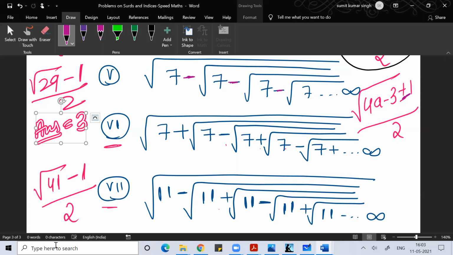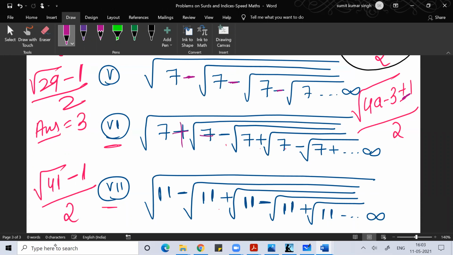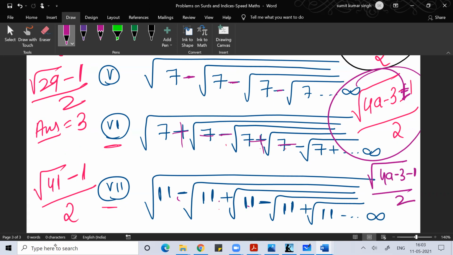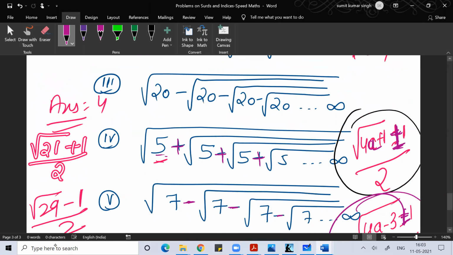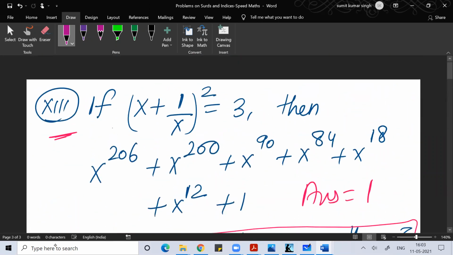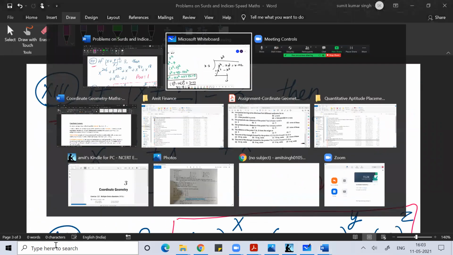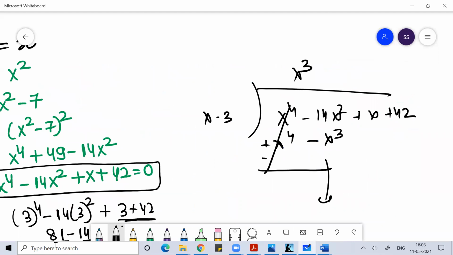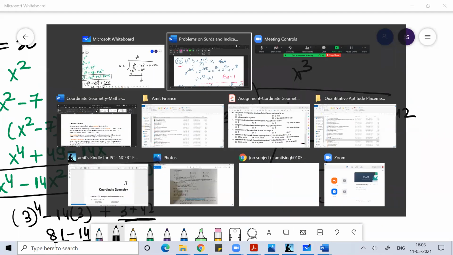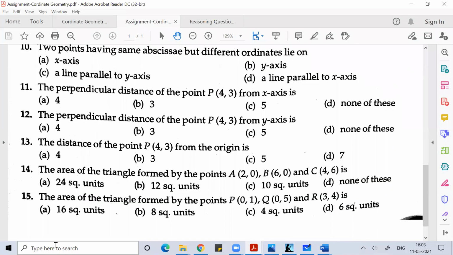So this is a shortcut formula. If you have plus minus, then you use this formula with the plus sign. If minus plus, then you use the same formula with the minus sign. So root of 4a minus 3 minus 1 by 2. This is the shortcut. You just spend some time, you see that and you will understand. These are very easy, very important concepts. That way it will help you to get the answer.